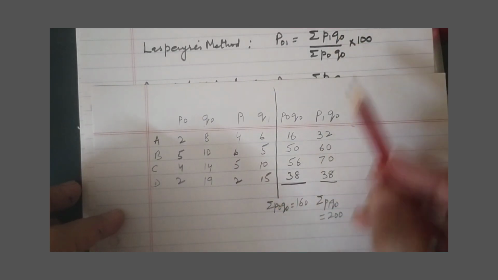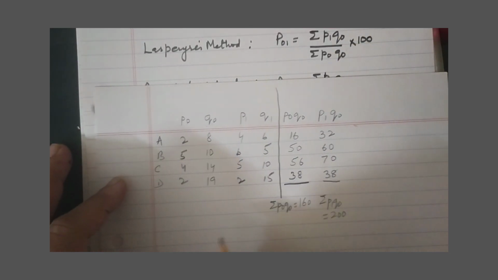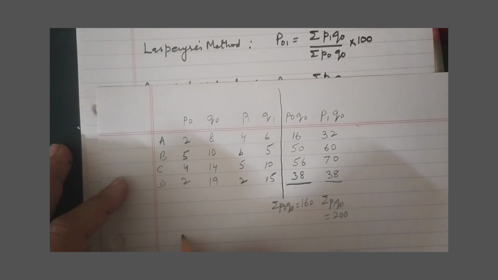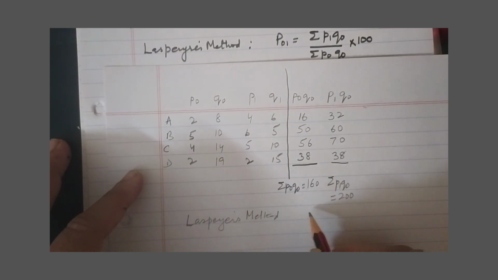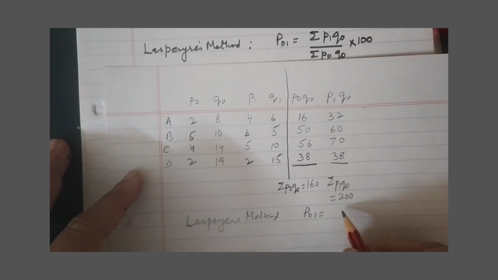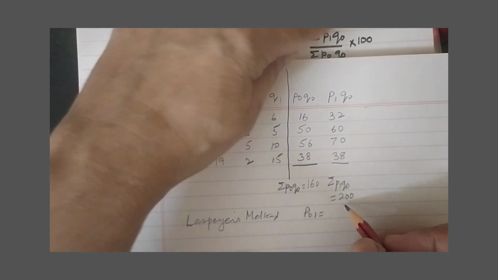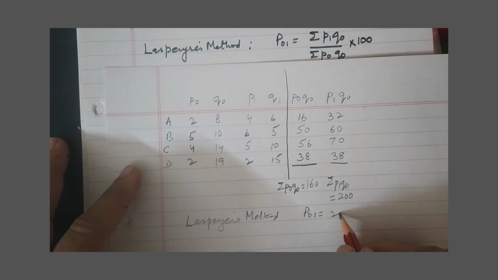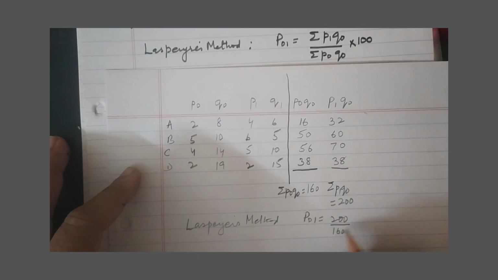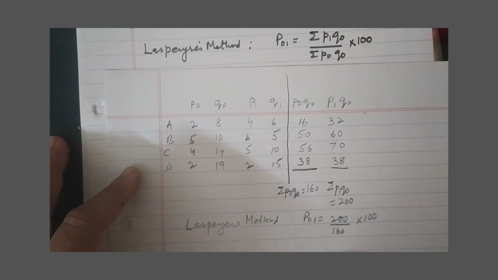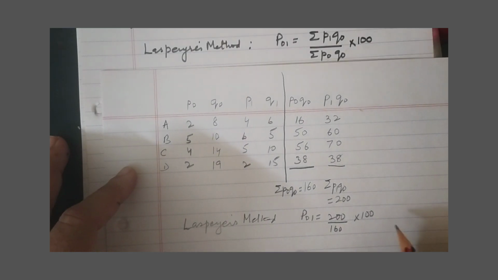So again you write the formula for Laspeyres' method. P01 is equal to summation P1 Q0, which is 200, over summation P0 Q0, which is 160, into 100. So this value comes out to be 125.